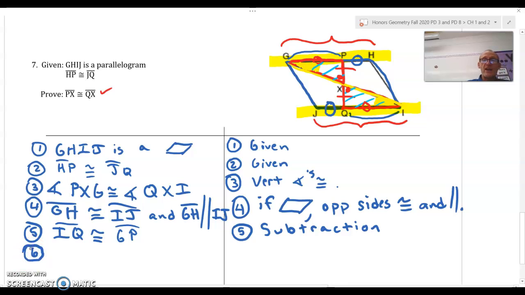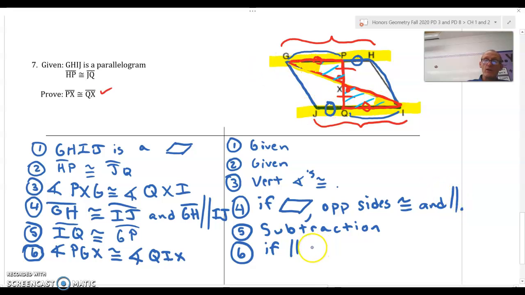All right, so now number 6. We're going to say that angle PGX is congruent to angle QIX. Now that is if parallel, like we said that they were parallel. See, these two yellow segments are parallel. If parallel, the alternate interior angles are congruent.